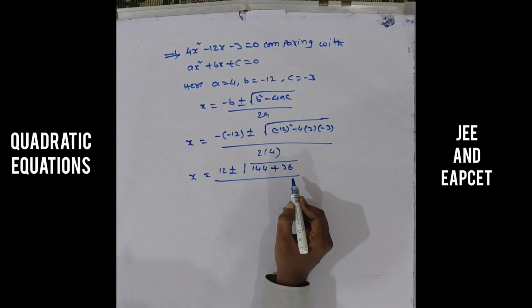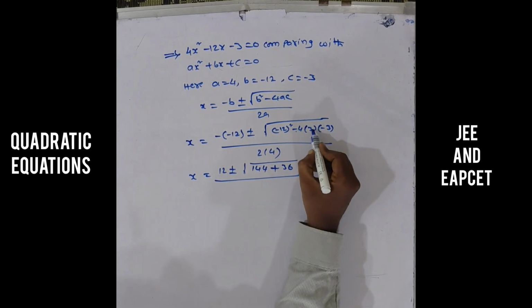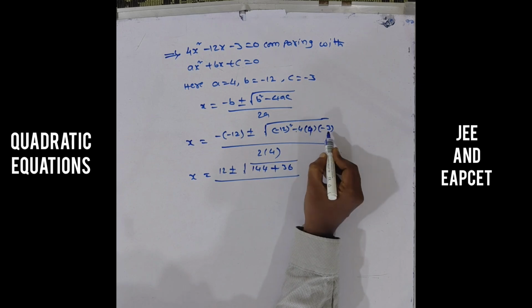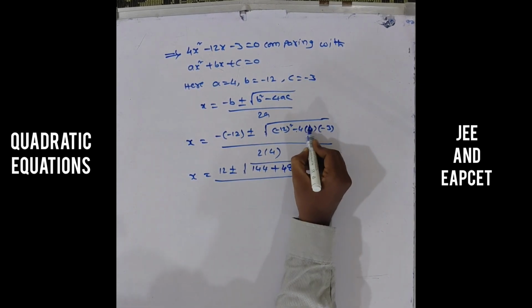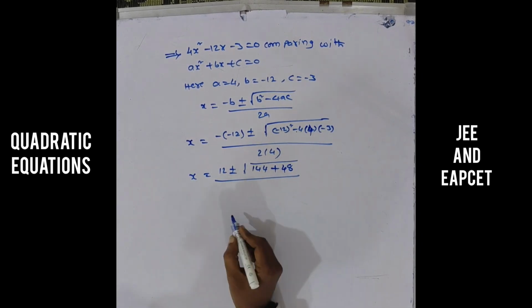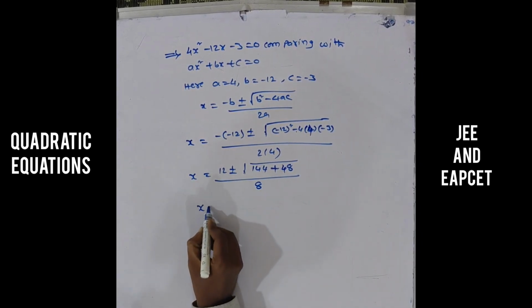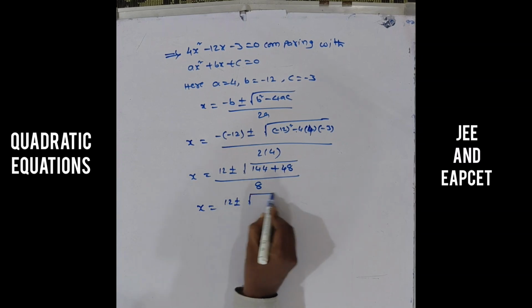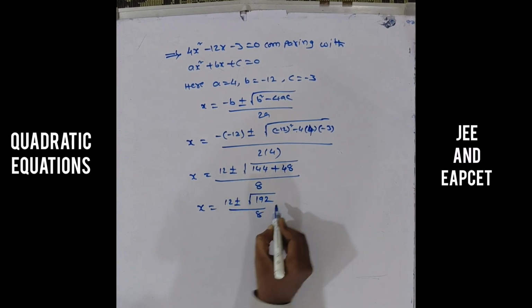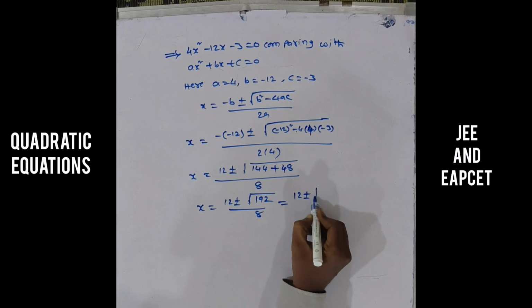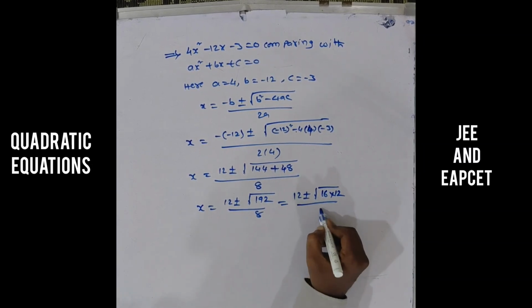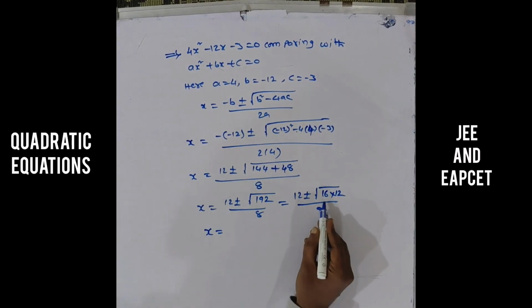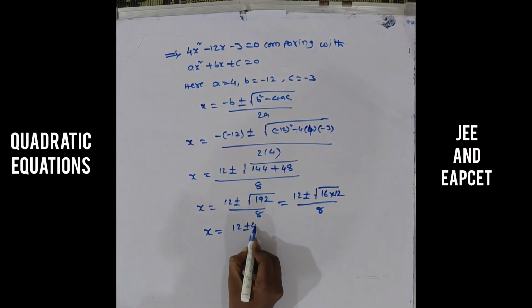By a value 4, 4 into 4 is 16, 16 into 3 is 48. Sorry, here a value is 4, b value is minus 12, c value is minus 3, by 8. x is equal to 12 plus or minus root over 192 by 8. 12 plus or minus root over 16 into 12, 192 by 8. x is equal to, so root 16 is 4, 12 plus or minus 4 root 12 by 8.